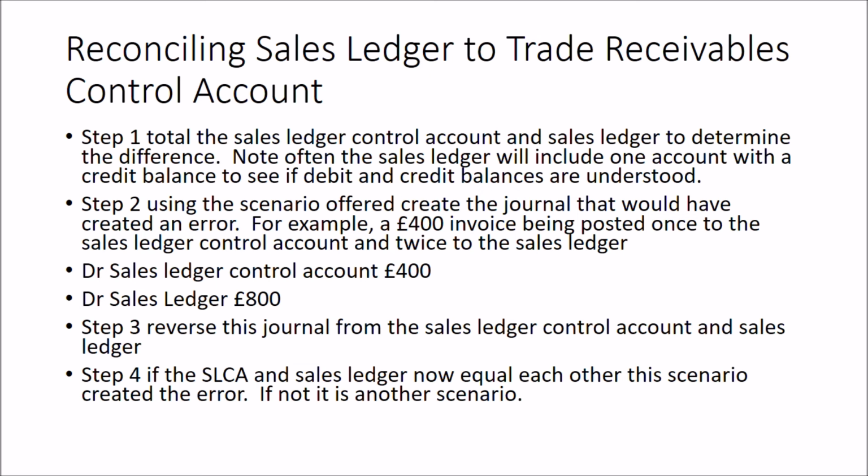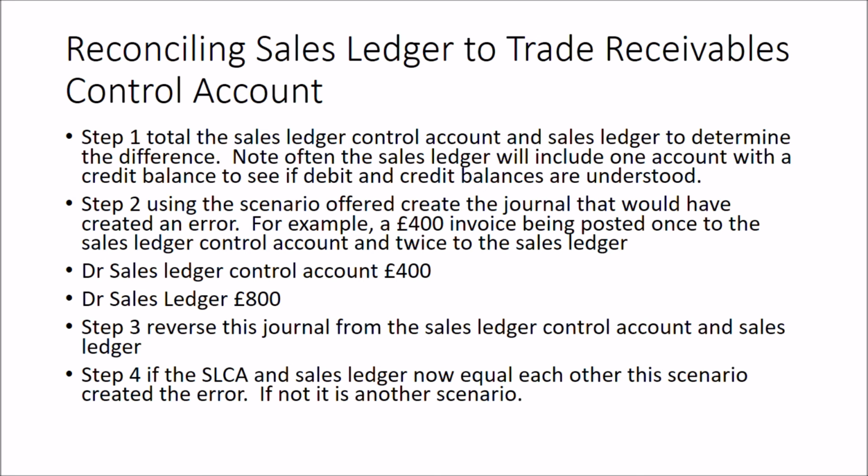So in this instance, I'm going to reverse out that journal. So I'm going to credit sales ledger control account 400, credit sales ledger 800. And if the trade receivables control account and the sales ledger now equal each other, that's the scenario out of A, B, C, or D that created the error. If it's not equal, then it wasn't that scenario that created the error.